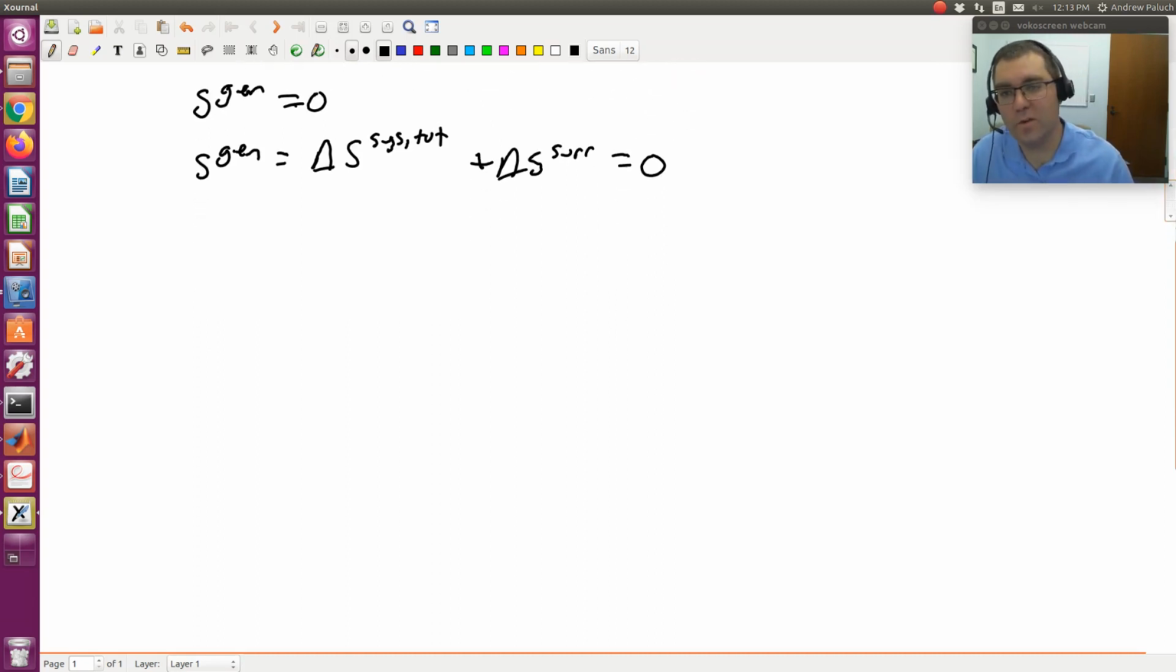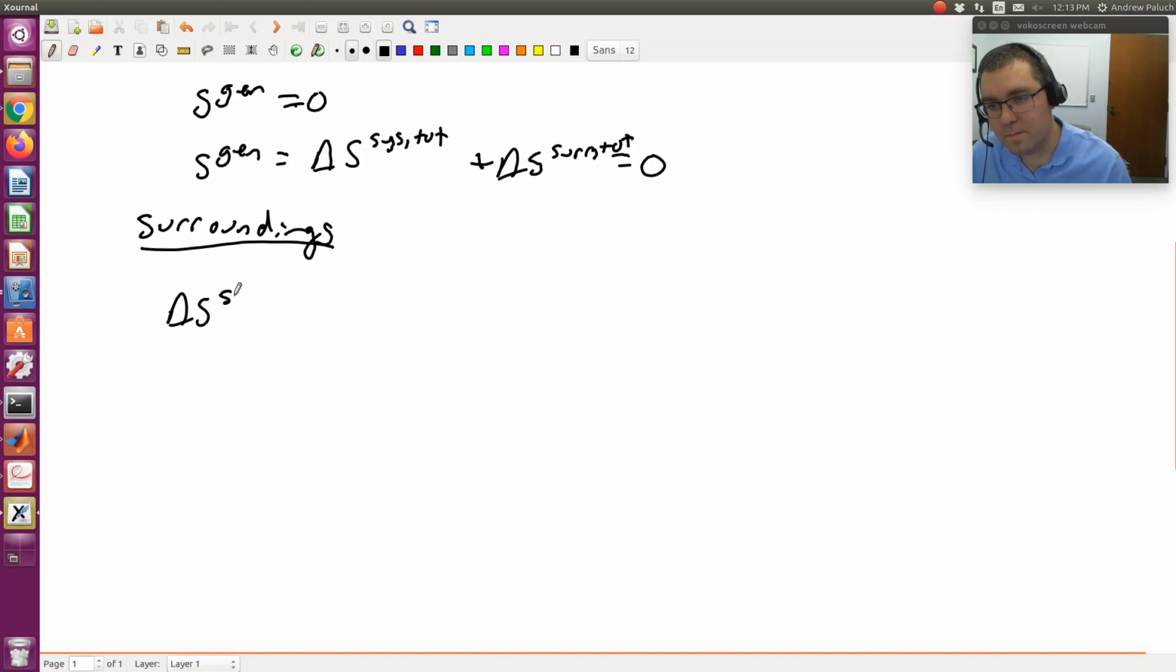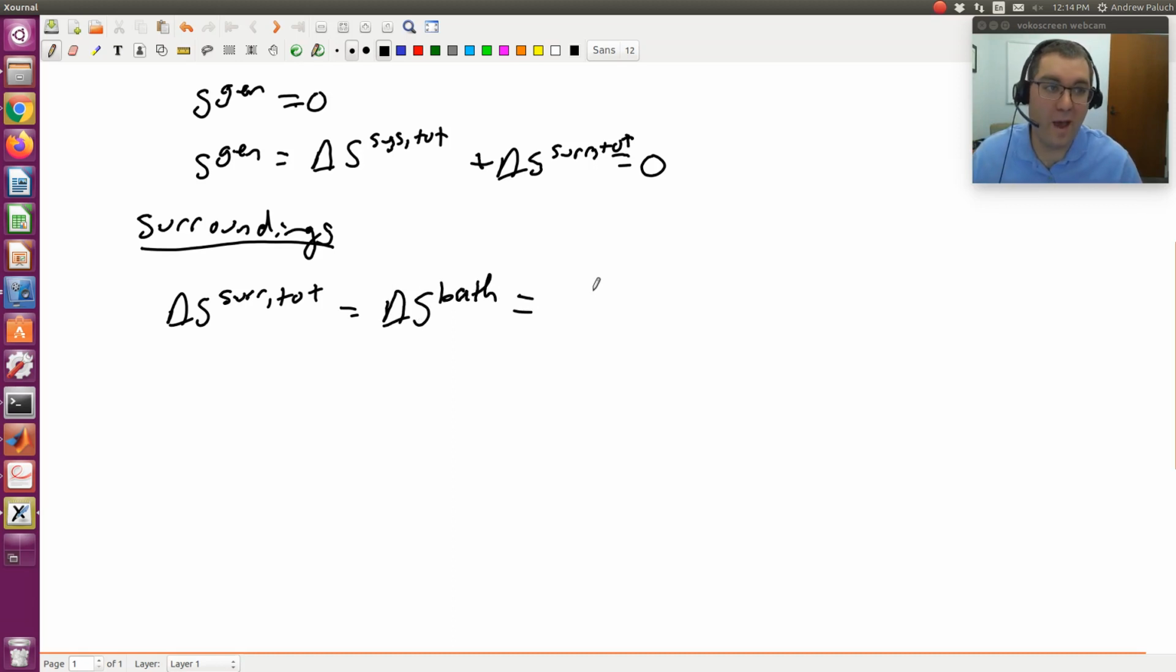So let's take it one term at a time. Let's start with my surroundings. I need to calculate delta S of my surroundings, again total, just for clarity. For my surroundings, I'm going to take them to be a bath, and therefore for my bath, the temperature is constant. Delta S of my bath is going to be equal to Q bath over T bath.